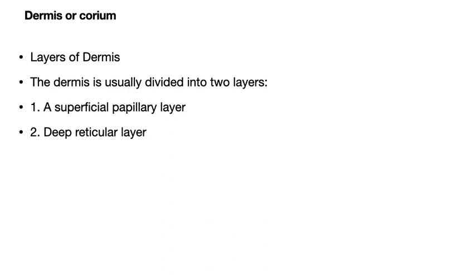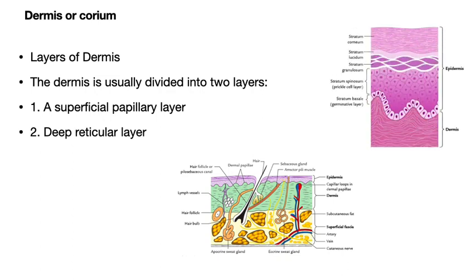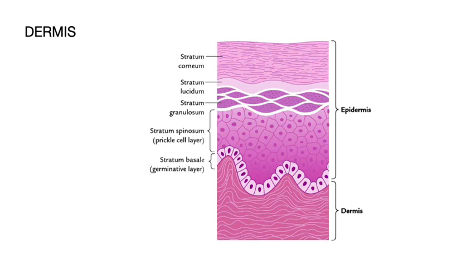Dermis is the deeper layer, if you can see here, the deeper part, and it is divided into 2 layers: the superficial, which is known as the papillary layer, and deep is the reticular layer. So here, what looks like papilla, this is the papillary layer of the dermis, and this deeper part is the deep reticular layer. This is to show you again, this is the papillary layer. And this is the reticular layer.